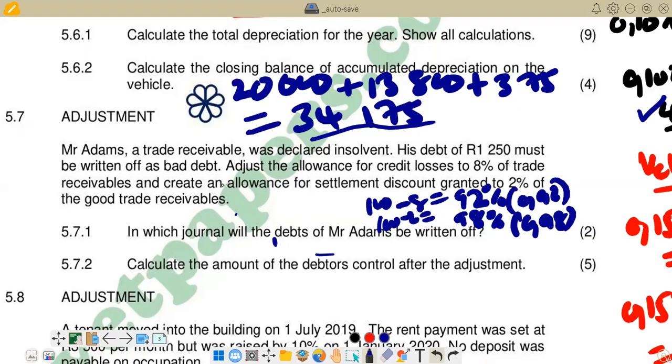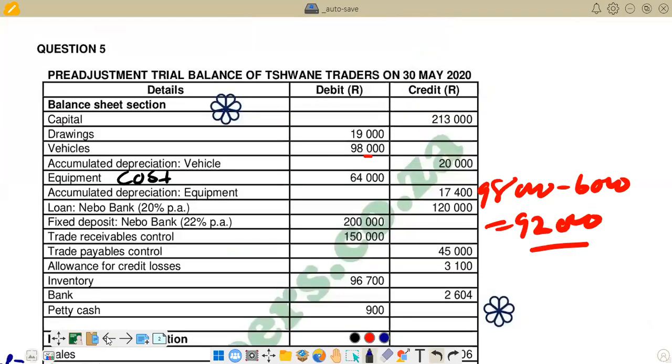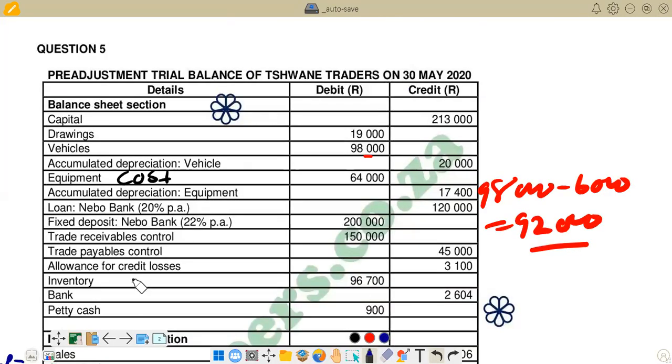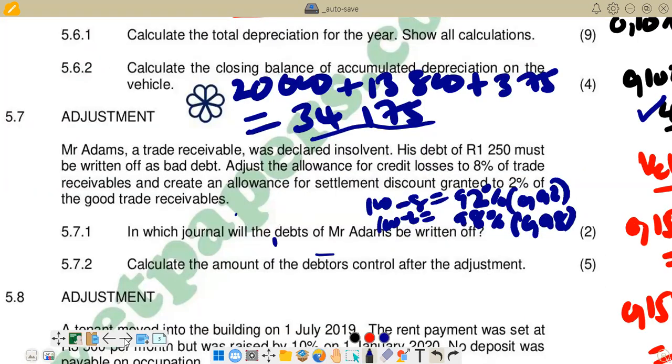So let's check the amount of the debtors control that we have in the question. If you come here to the trial balance, you'd see that the figure for debtors control that you are given is here, trade receivables control of 150,000. So that's the figure that we are going to use. So let's try to create some space there so that we can put this solution here.